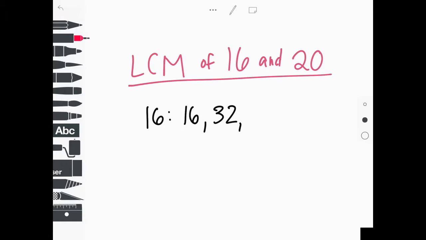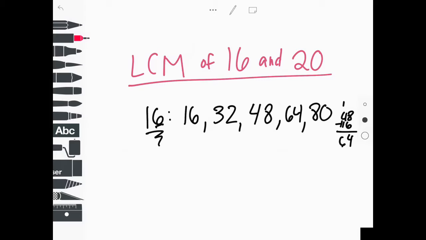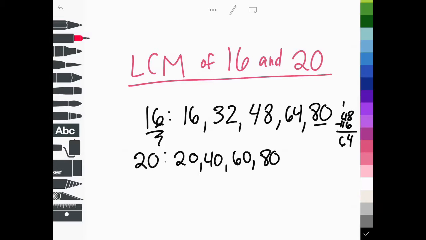So 32 plus another 16, remember we're adding 16 each time, is 48. And then 48 plus 16 is 64. And then 64 plus 16, well 64 plus 6 would be 70, plus 10 more is 80. And I'm going to stop there because this multiple looks familiar to me. Then my multiples of 20: 20, 40, 60, 80. That's why it looked familiar.